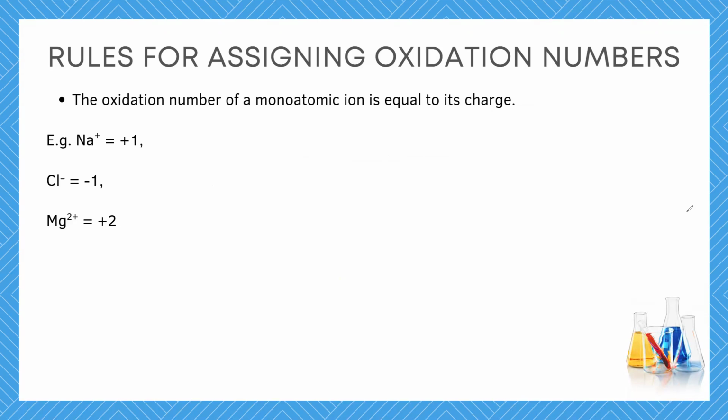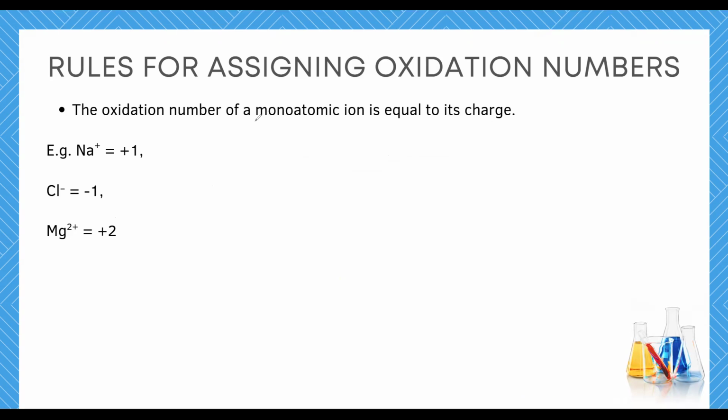Rule number two. The oxidation number of a monoatomic ion is equal to its charge. What do we mean? Now, watch this. First of all, what is a monoatomic ion? A monoatomic ion is an ion that is made up of just one atom. So when you have one atom bearing a charge, you call it a monoatomic ion. Okay, so what is the rule saying? The oxidation number of a monoatomic ion is equal to its charge.